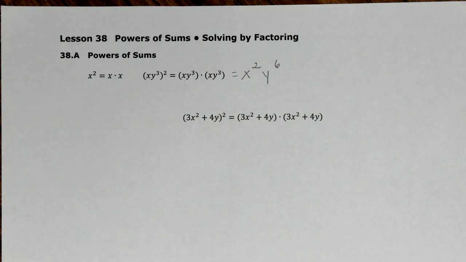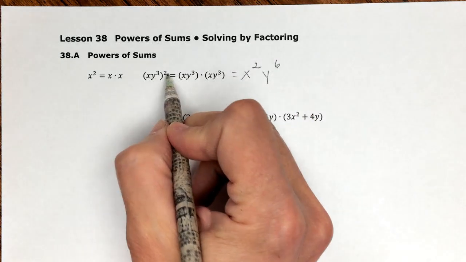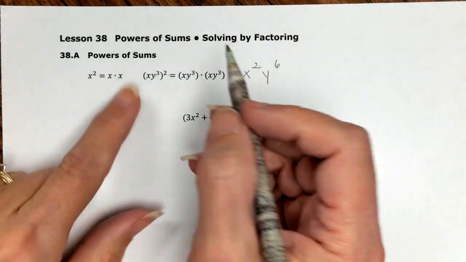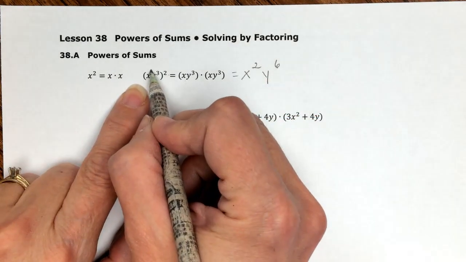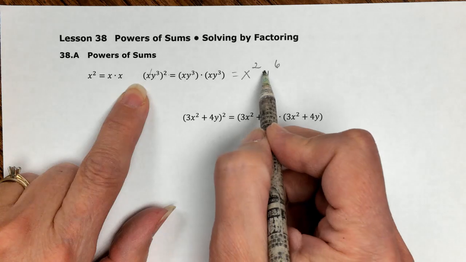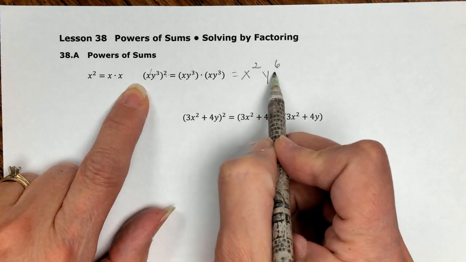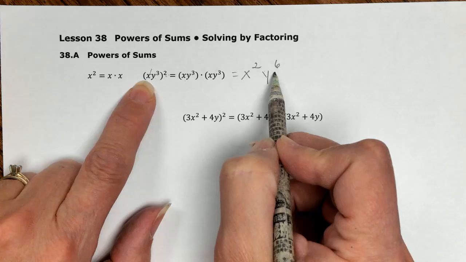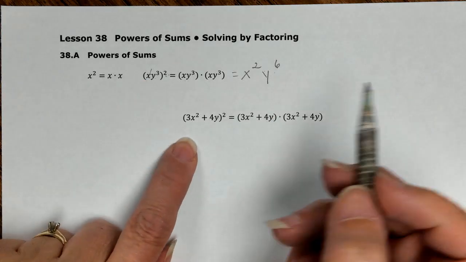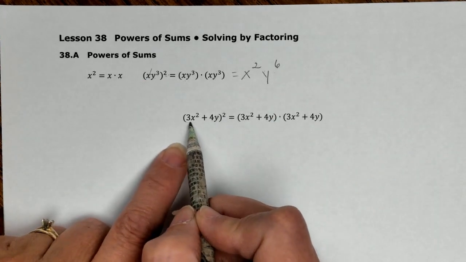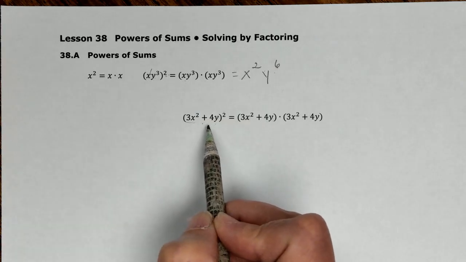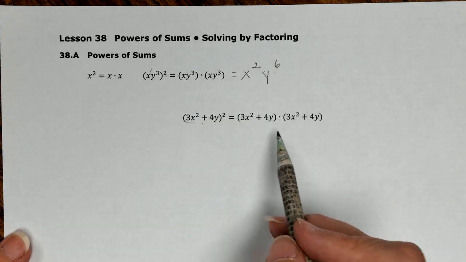Your shortcut rule for your exponents would be when you have a power raised to a power, you multiply, right? So 1 times 2 gives us the 2, and 3 times 2 gives us that 6. Okay, but this is a product. It is not a sum. That's different than this, for instance, because this isn't 3x squared times 4y, it's plus. This one's a sum, so we treat those differently.